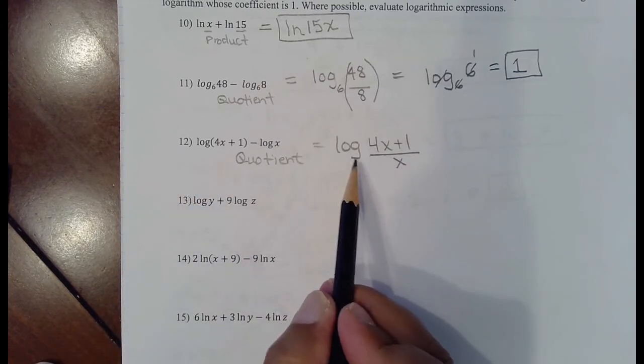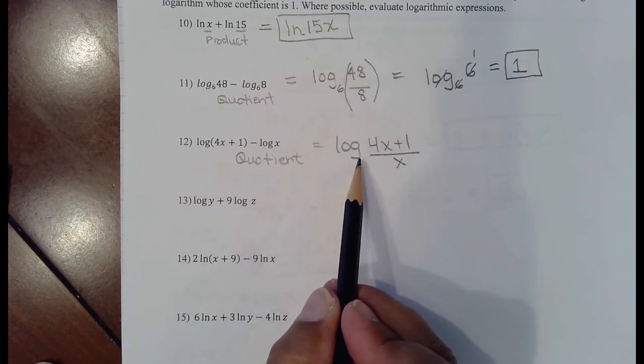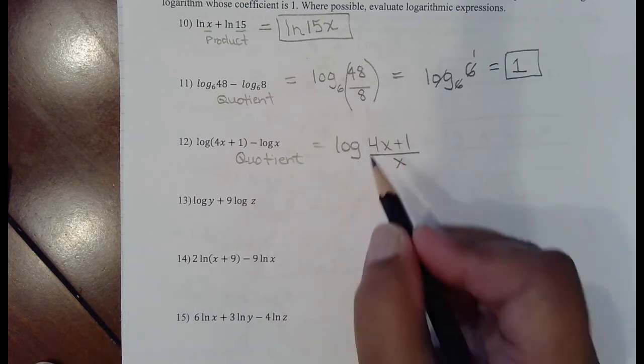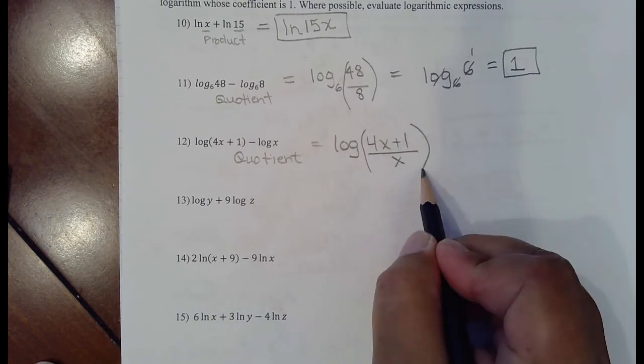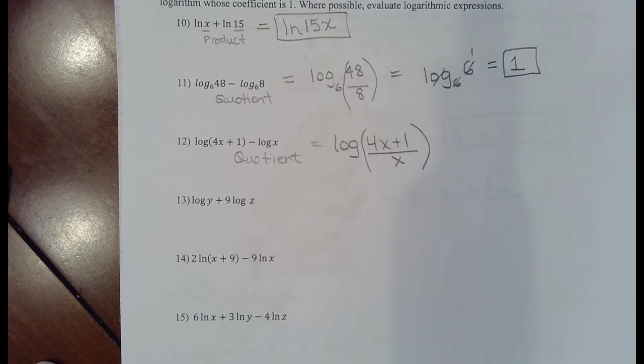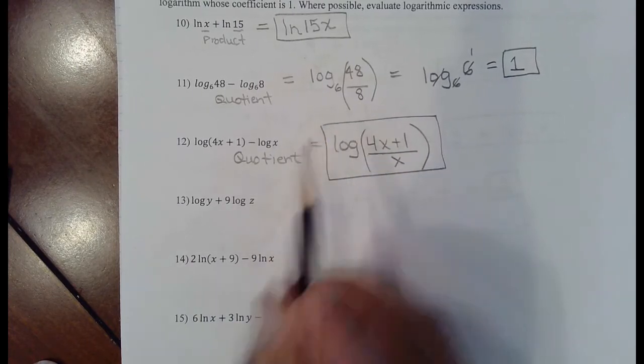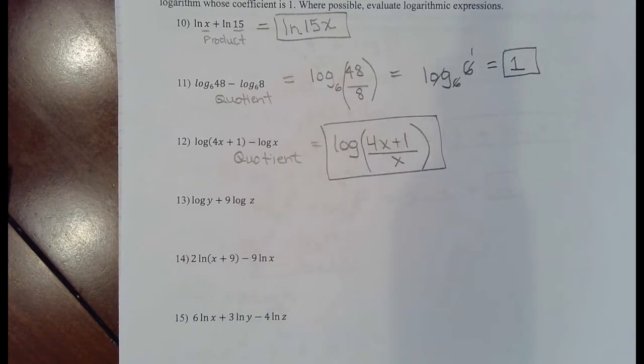And on a log where there is no base, the base is said to be a 10. This is a common log, base 10. You can put this in parentheses just because it has two parts. It has a numerator and a denominator. So that's your finished answer. Just recognizing what you bring it together as, a product or a sum.